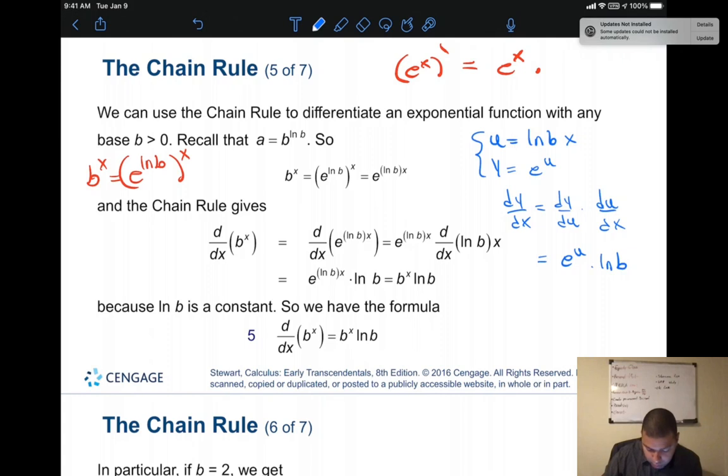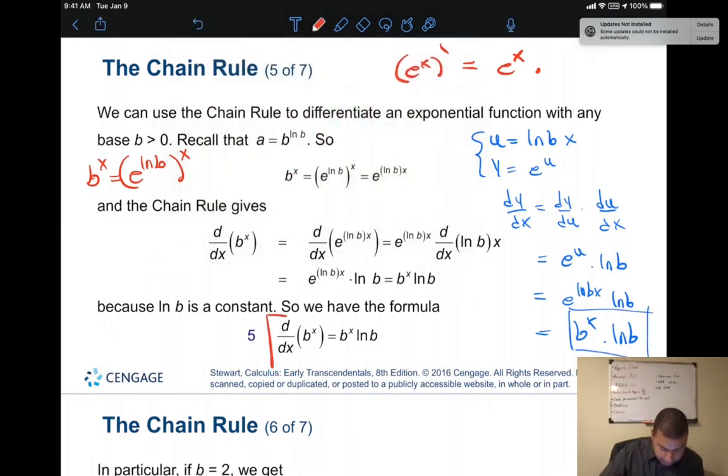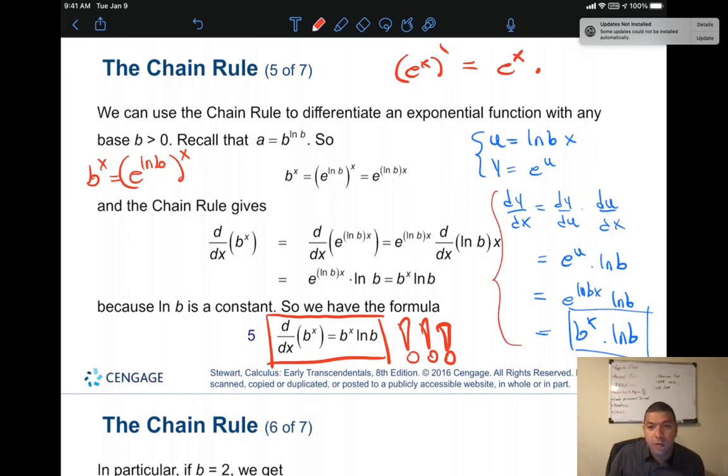Right. So e to the u is back to, remember what u was, u was ln b times x, which is just b to the x times ln b. So that's what we end up with, and that's what will be boxed in here. So that's important. You either memorize this, and sometimes when I'm working on calculus for a long time I do remember it off the top of my head, but sometimes I forget it. So one of the two: either remember it or you should be able to recall this formula using the chain rule. Okay?